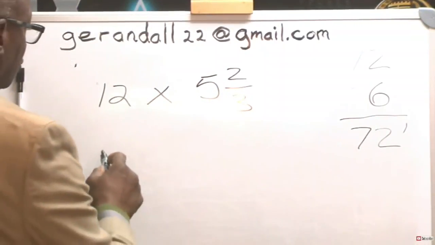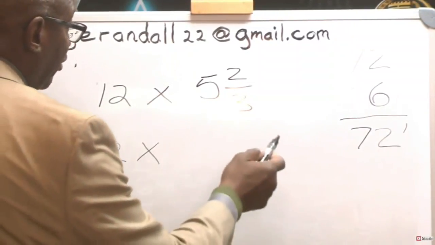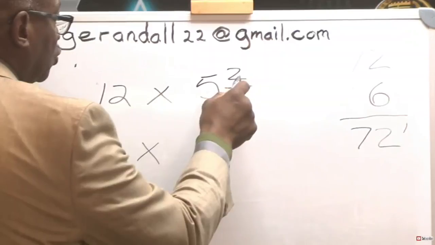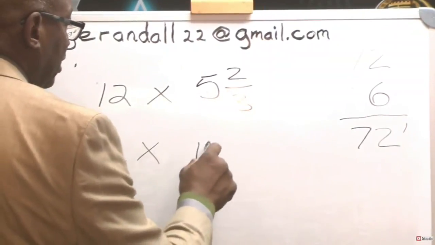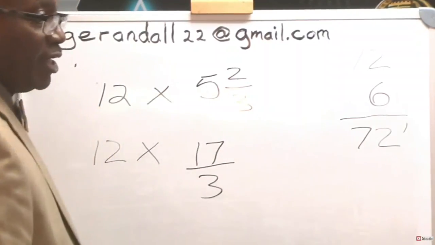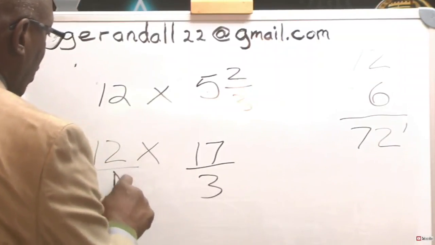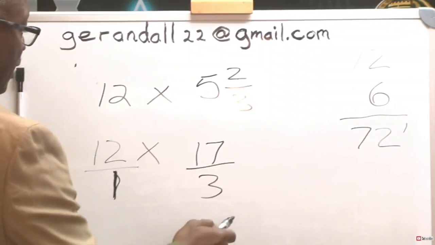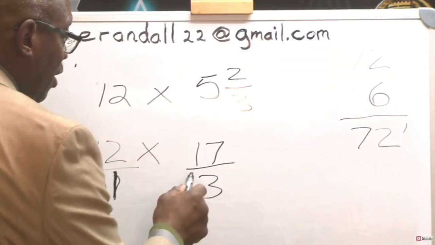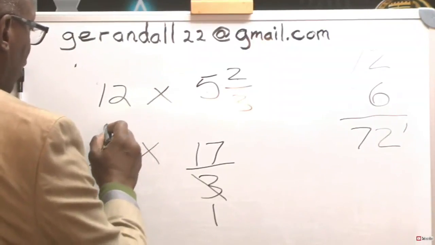Now, to multiply this particular problem, remember last week, we convert: 3 times 5 is 15, plus 2 is 17 over 3. We've converted this mixed fraction into an improper fraction, okay? Now, we can rewrite this 12 over 1, and now we have what's called cross multiplication. Have to know those factors. 3 goes into itself once, and 3 goes into 12 4 times.